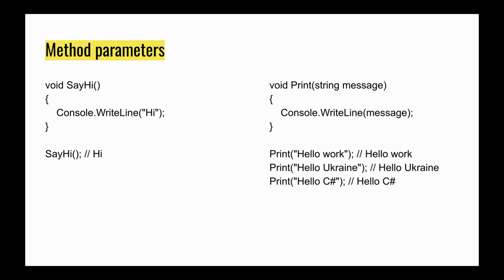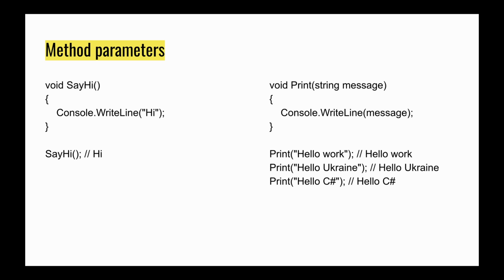Method parameters. In the previous section, the sayHi method was defined, which outputs some messages to the console. However, the downside of this method is that it outputs the same message. And it would be nice if we could dynamically determine which message the method will display on the screen. To do so in C# we can use parameters. Parameters allow you to pass some input data to the method.